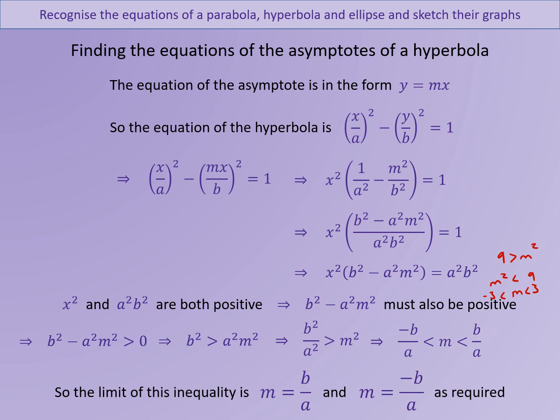So because we know that m has to be between these two values, minus b over a and plus b over a, and we previously concluded that the limits, so the points where this inequality stopped being satisfied, would represent the asymptotes of this hyperbola. That tells us that m must be b over a and negative b over a at those limits. So therefore, those are the values of m for the asymptotes.